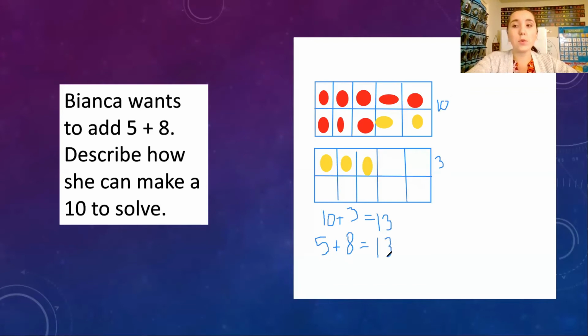Okay. So really quickly, let's describe how she can make a 10 to solve. You can show 8 counters on one 10 frame and 5 counters on the other 10 frame. Then you can take 2 counters from one 10 frame and fill in the other 10 frame with them. Now you have 10 plus 3, and 10 plus 3 equals 13. So 5 plus 8 also equals 13. Okay? See how I described what we did to tell her how she could solve it too.